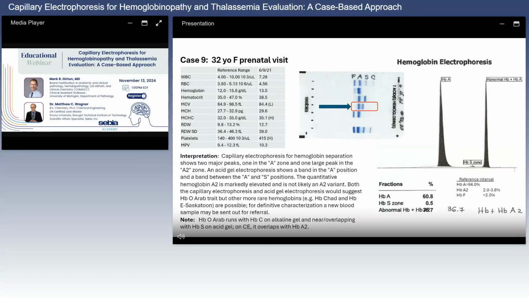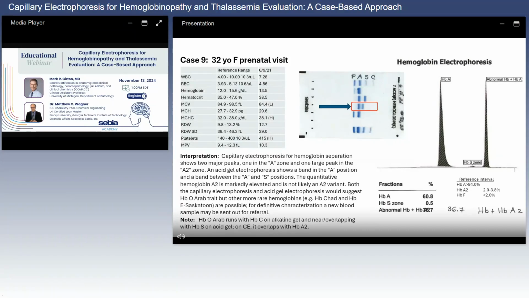So the interpretation in this case: capillary electrophoresis for hemoglobin separation shows two major peaks, one in the A zone and one large peak in the A2 zone. Acid gel just shows that A peak and a band between the A and S positions. So the quantitative hemoglobin A2 is markedly elevated, which I had mentioned, so this is not likely an A2 variant.